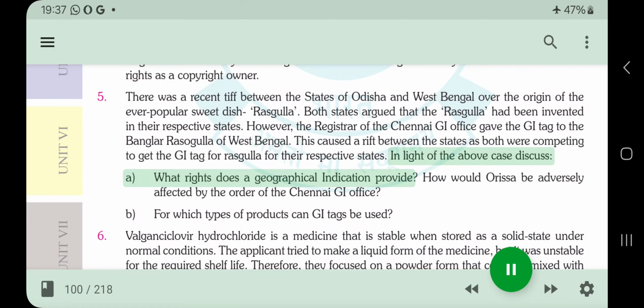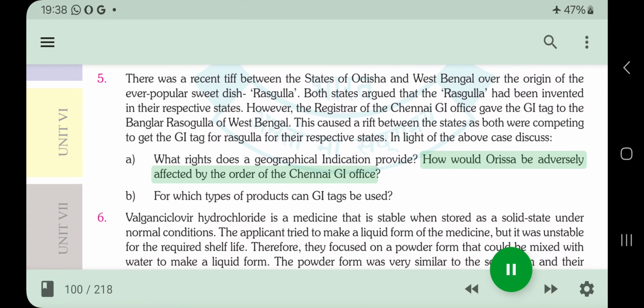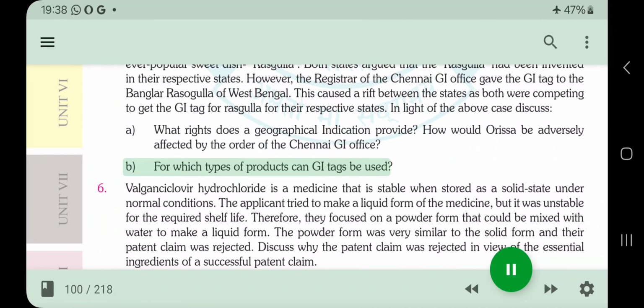A. What rights does a geographical indication provide? How would Orissa be adversely affected by the order of the Chennai GI office? B. For which types of products can GI tags be used?